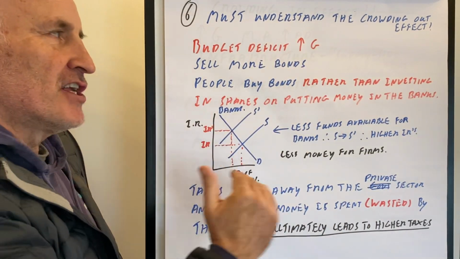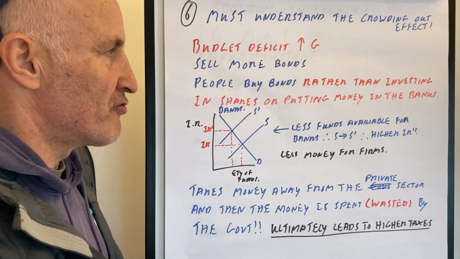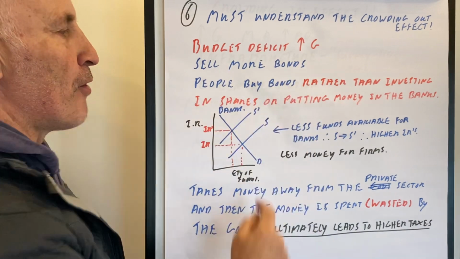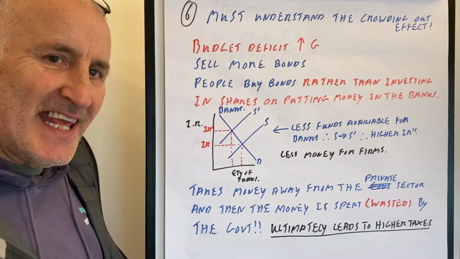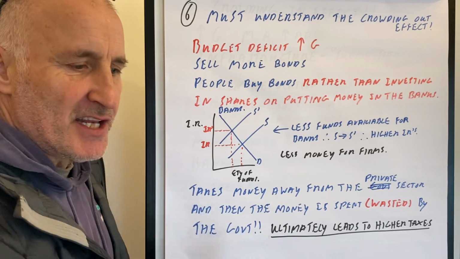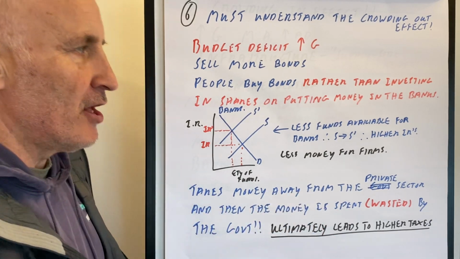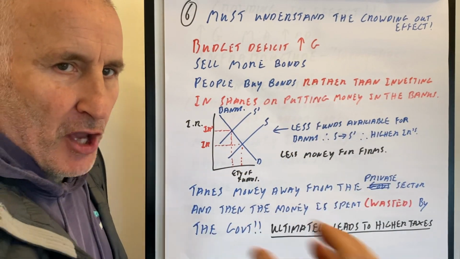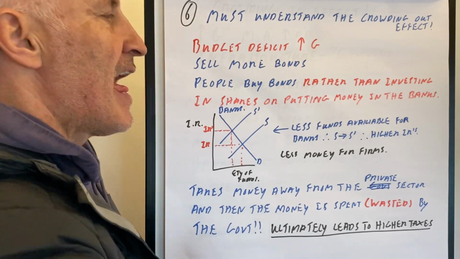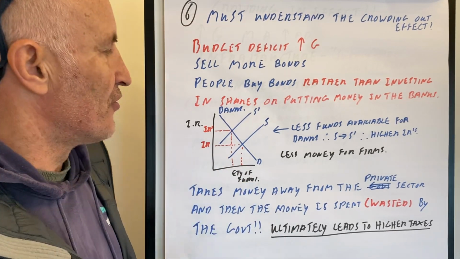Okay, if there's an increase in the budget deficit, therefore the government's going to increase G, and if you increase G, therefore the government must sell more bonds. Okay, people buy bonds rather than putting their money into the bank. And if you put your money into the bank, then it'd be private sector firms who go along to the bank and borrow that money, or you put your money into shares, which is money going once again into the private sector. And the idea is that the private sector is much better at spending our money than the government sector.